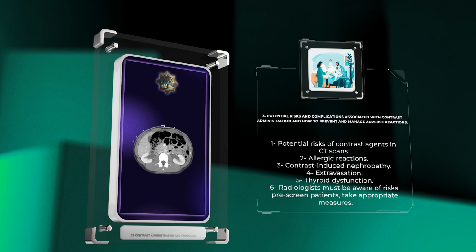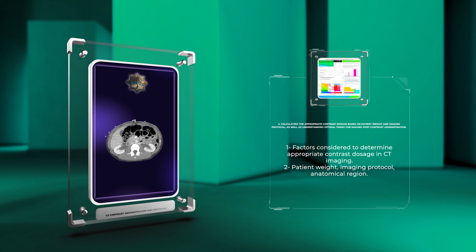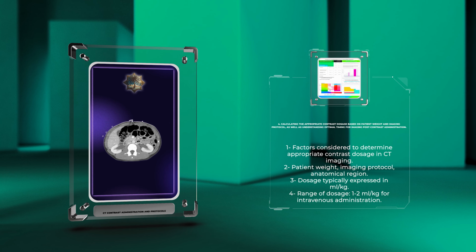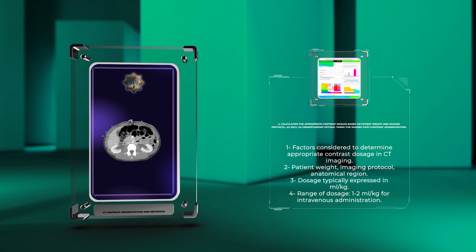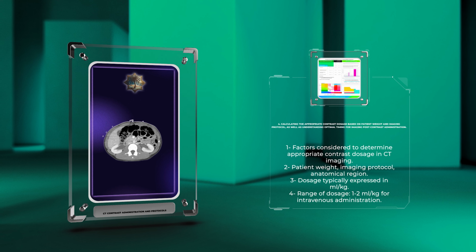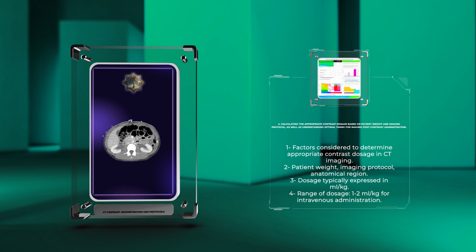manage adverse events. To determine the appropriate contrast dosage in CT imaging, factors like patient weight, imaging protocol, and anatomical region are considered. The dosage is typically expressed in ml/kg and ranges between 1 to 2 ml/kg for intravenous administration. Power injectors provide precise control, while optimal timing is crucial for capturing contrast enhancement.